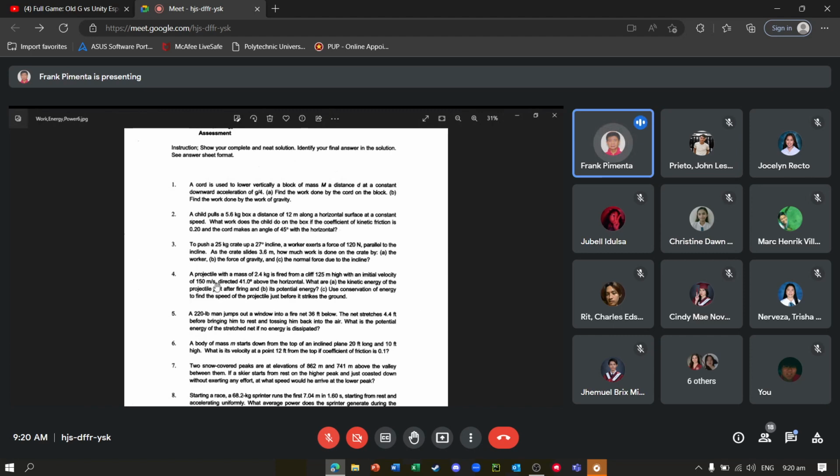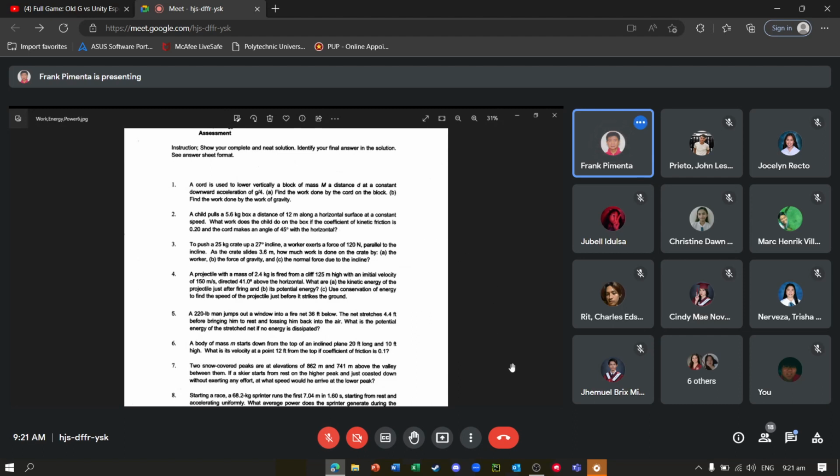Okay. Group 1, this is about a projectile. So you have to refer to the topic projectile in getting the maximum height. Kasi the projectile is fired from a cliff. The height of the cliff is 125 meters. So kung ito yung cliff, pababa, okay, the projectile is fired.